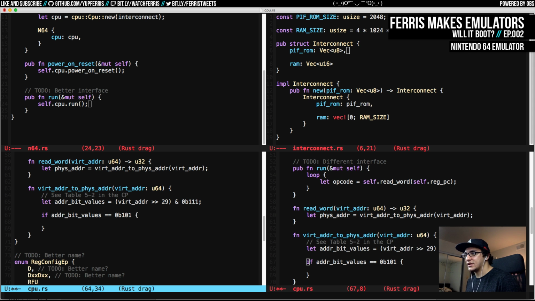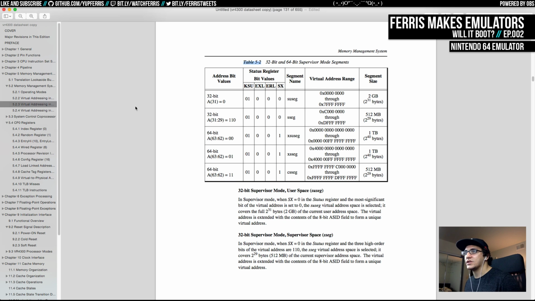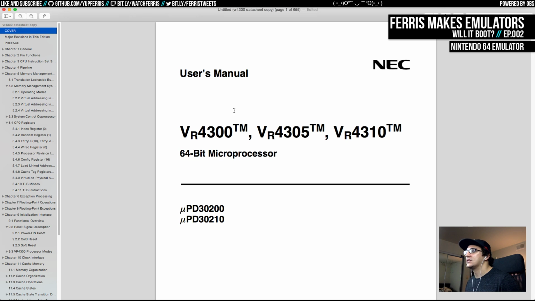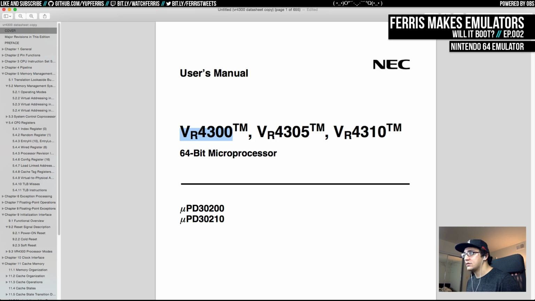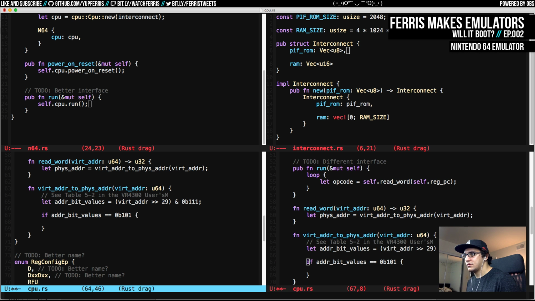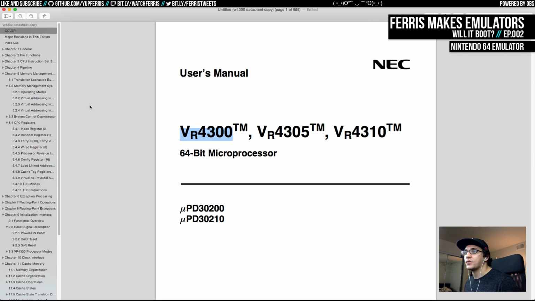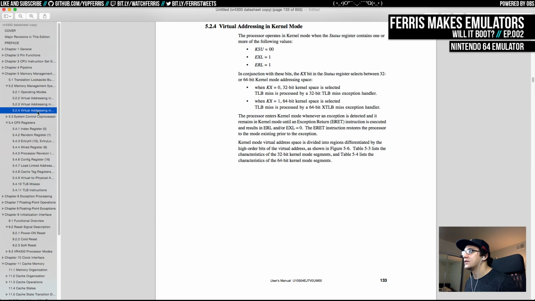I'll just say CPU datasheet. Or actually, I should really say this: VR4300 user manual. I'll leave it at that. I think it's the next one, 5.3. You might be totally right, and that's a good call.